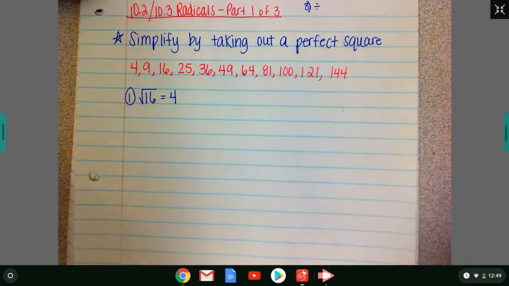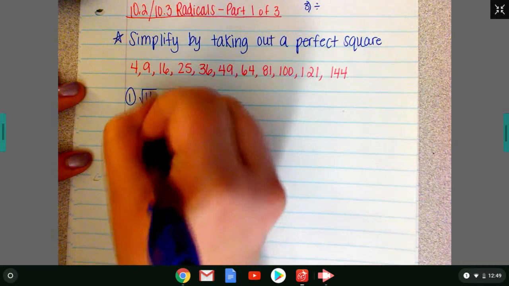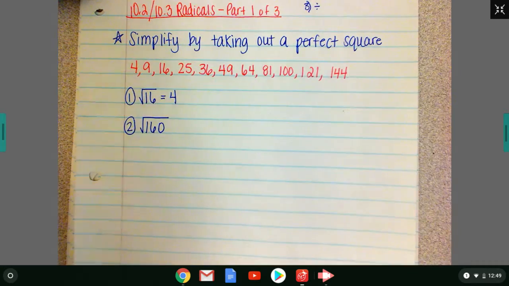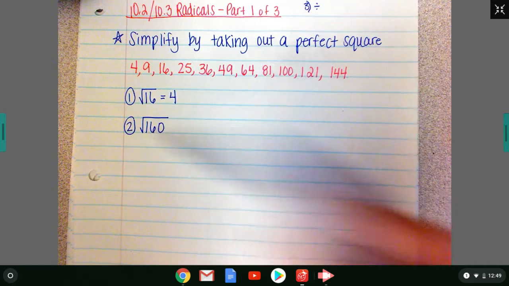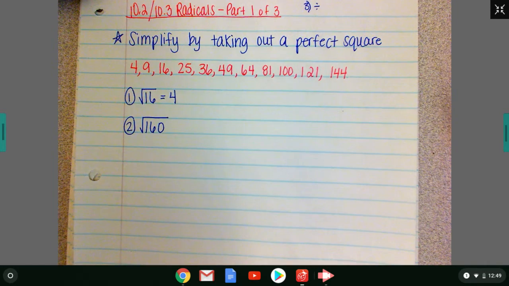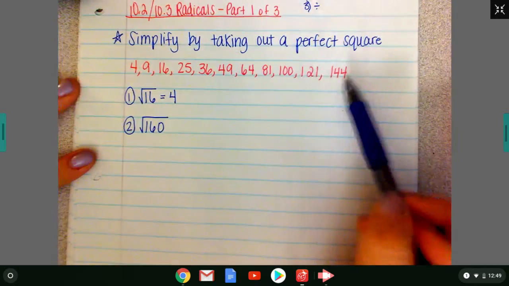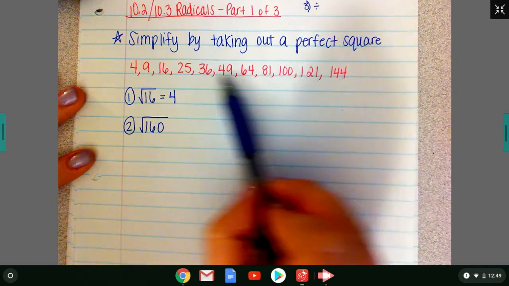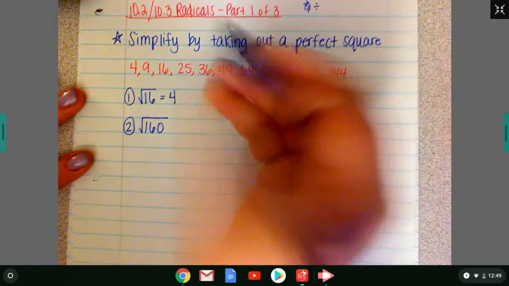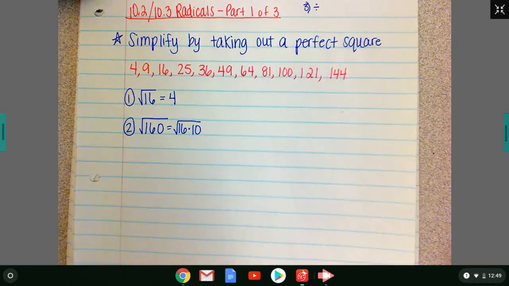When we do these types of problems, usually it's not going to work out just like that. Maybe we have the square root of 160. What I want to do is look at what's inside the radical. This square root sign is called the radical. And see if there's anything that's a perfect square that goes into it. We want the biggest one we can find, so starting on the right, working our way to the left. Which of these goes into 160? The first one is 16. So this is 16 times 10.